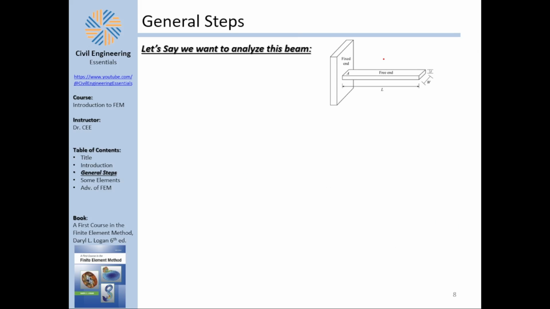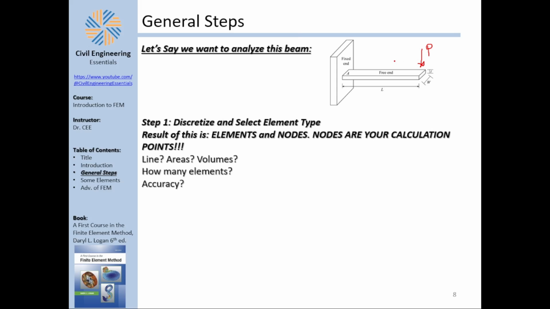Well, assume that we have this little cantilever beam with a force here, just to show something for it. So this is a cantilever beam with a force here, so how would I analyze that thing? Well, first of all, I need to discretize it and select my element type. This is a decision, and of course here, the result of this discretization is going to be elements and nodes. And nodes are your calculation points, because the displacement vector you will get from the finite element method is going to be the displacement of each of those nodes on that structure.